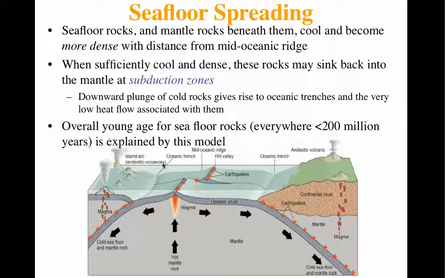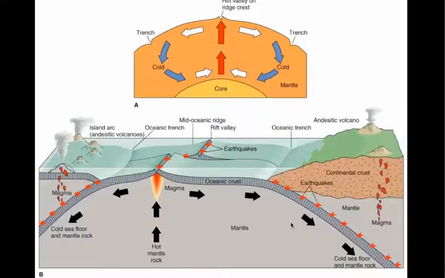Now, this is kind of curious. We don't find any rocks on the seafloor that are older than 200 million years old. How can that be explained? Because the rocks rise here, they form, and then they sink underneath us. Again, we're on the lighter crust. This is more dense material. They subduct.